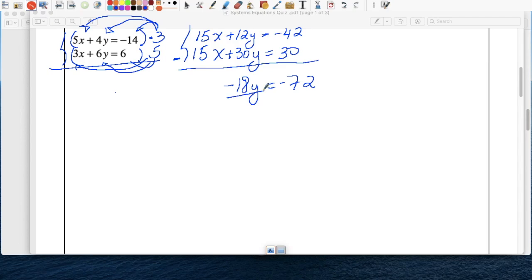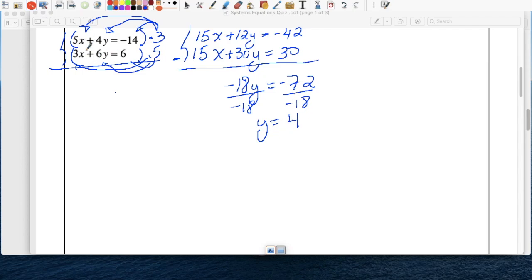Okay, so, and then we're going to divide this by negative 18. Divide this by negative 18. Negative 18 and negative 18 gives me positive 1, or 1y. And negative 72 and negative 18 gives me positive 4. So y is 4. Now that I know y, you can pick any of these 4 equations, substitute for y, and figure out what x is.